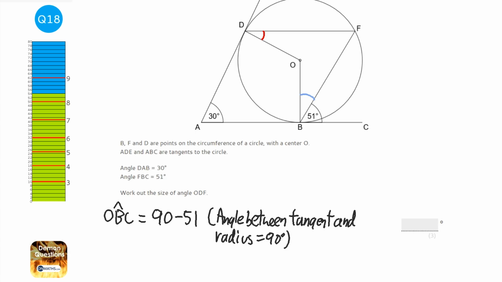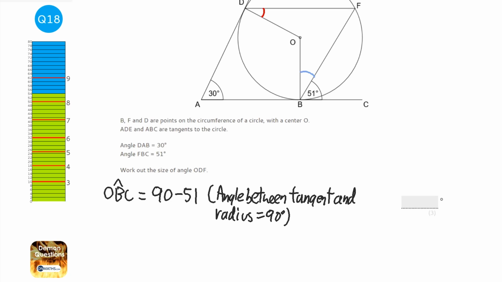So AC is a tangent, and OB, because O is the centre, is a radius. So the whole thing's going to be 90. So when I do that, I'm going to do 90 take away 51, which is 39 degrees. So we know that that's 39 degrees.